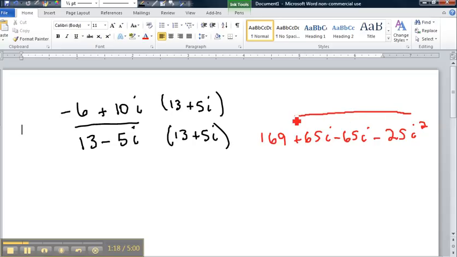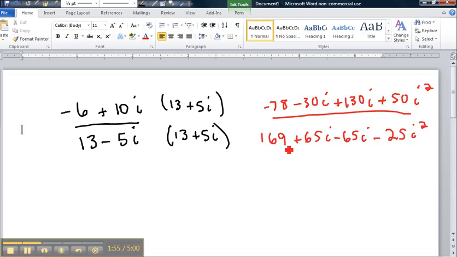In my numerator, we have a lot. We got 13 times negative 6, which is negative 78. Negative 6 times 5i is minus 30i. And then 10 times 13 is plus 130i. And then 10i plus 5i times 5i is plus 50i squared.